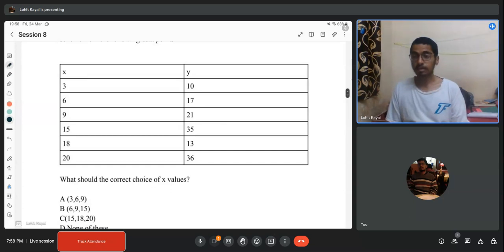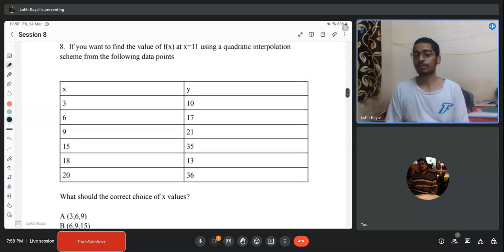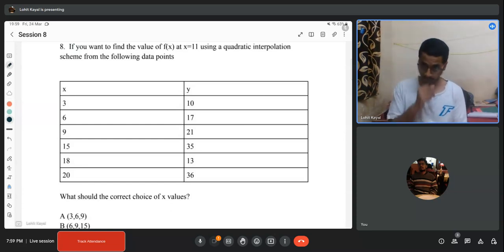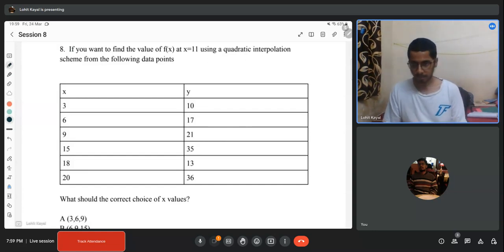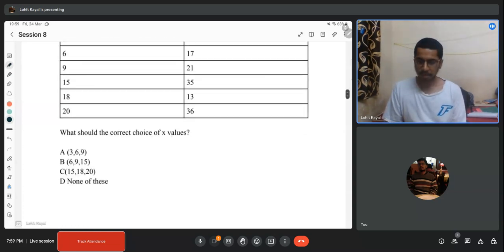So this is the question where you need to think. Previously I was talking about how there should be a range in which your interpolation works. Beyond that limit, the interpolation may not work. So this is one example. Here it says that if you want to find the value of f(x) at x equal to 11 using a quadratic interpolation scheme from the following data points, you have many data points. Then what should be the correct choice of x values?